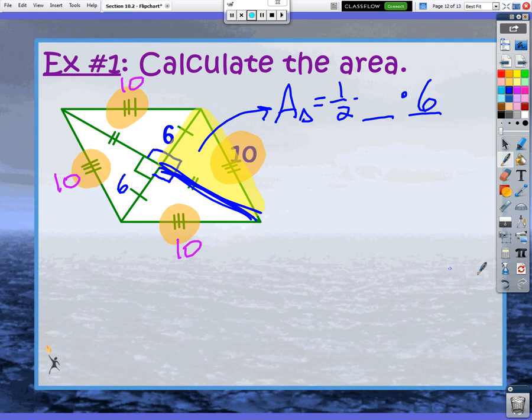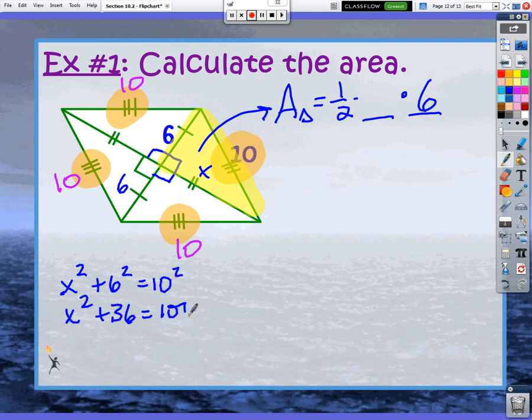And so if you wanted to, we could call that side here x, and we could set up x squared plus 6 squared equals 10 squared, and we could have x squared plus 36 equals 100, and we could subtract that 36 over to the 100 and get 64, and we could square root both sides to get that that piece is exactly 8.